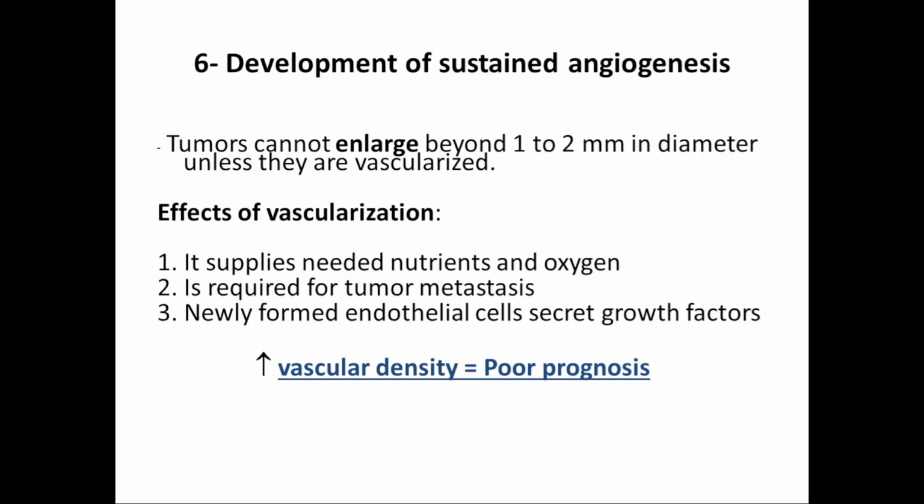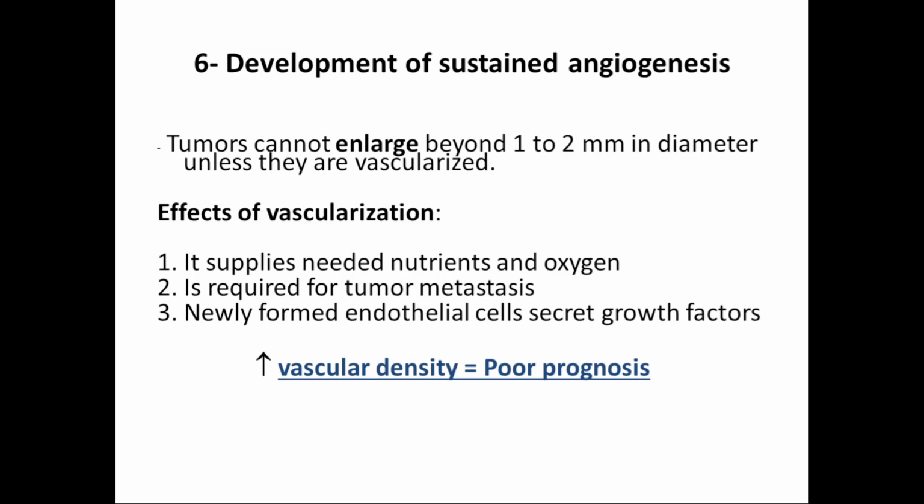The sixth feature of malignancy is development of sustained angiogenesis. What does angiogenesis mean? Formation of new blood vessels. Excellent. Once tumor cells start to grow beyond 1 to 2 millimeters, the central parts that are far from the blood supply may undergo necrosis.